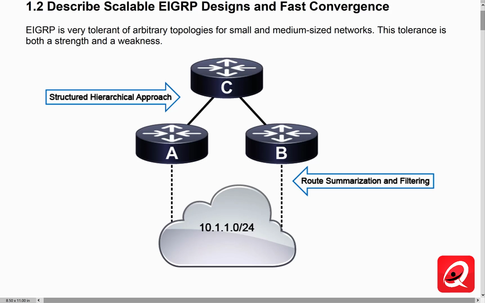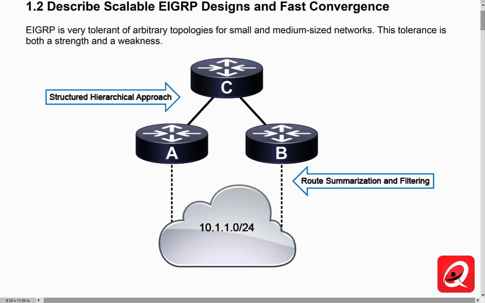In essence, what EIGRP is doing when it calculates a feasible successor is it's choosing essentially the next best route. So if the primary route fails, we can immediately start routing packets using that next best route, assuming that we've been able to verify that it is a loop-free alternate path. And what I mean by loop-free alternate path is that it isn't included in the original path. That's a very, very important concept.